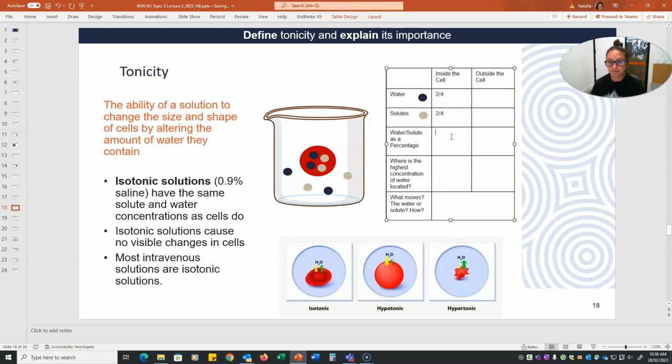So what do we have here? That means that inside our cells, we have 50% water and 50% solute. Do you agree with that? Let's have a look at outside of our cells. Outside of our cells, we have 2 water molecules, 2 out of 4. Solutes, 2 out of 4. That means we have the same thing.